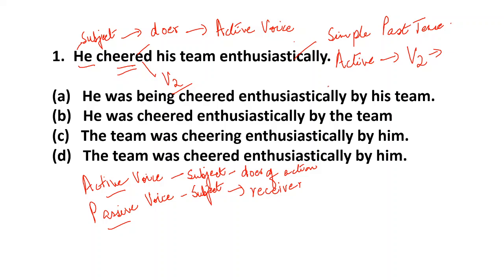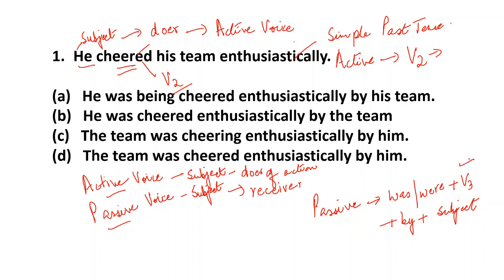So in the passive form, what will happen? In simple past tense, it becomes very simple. In the passive voice, you will add was or were. Then you will add a V3. Passive voice always has a V3, the third form of the verb. Plus you will use by, and then plus the subject. So here was or were, plus V3, plus by, and the subject. Here he is the subject. So number one option: he was being cheered enthusiastically by his team.